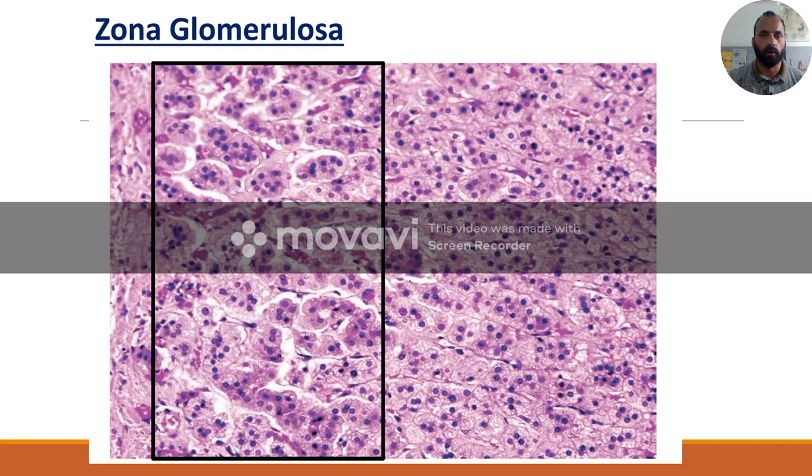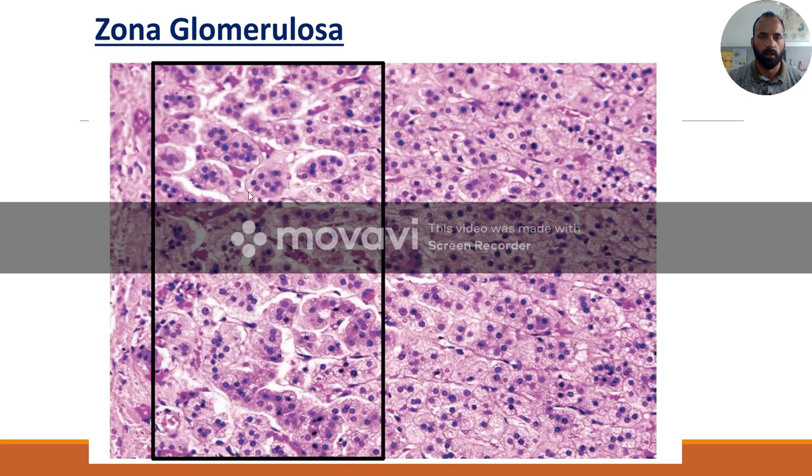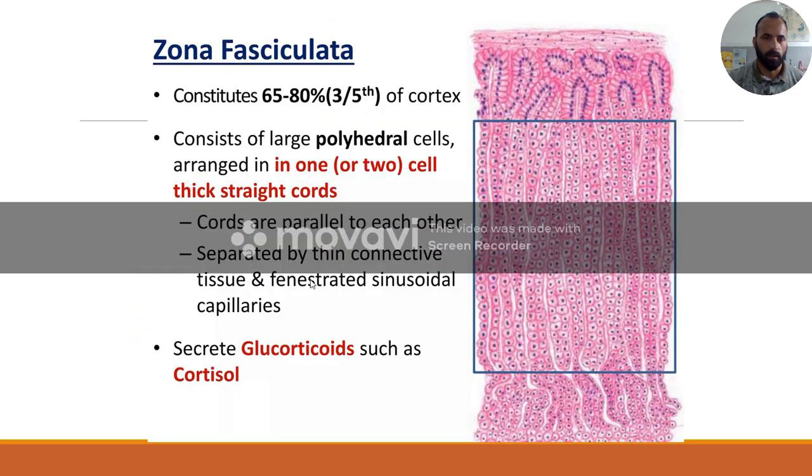Under high magnification, you cannot see the complete U, but you can see the glomerulosa cells, which have basophilic cytoplasm and are deeply staining, with a spherical nucleus.